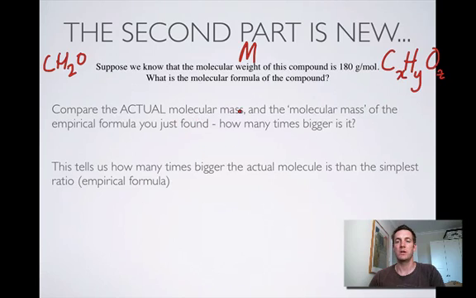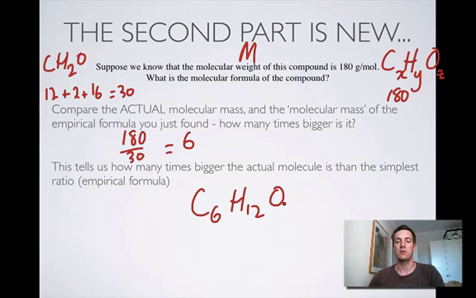So compare the actual molecular mass and the molecular mass of the empirical formula we've just found. That would be 12 plus 2 plus 16, which is 30. This one has a mass of 180. So we divide our actual mass by the empirical mass, which is 30. That's going to be 6. That means that our actual formula is 6 times as big as this one: C6H12O6. Simple as that. It's all about finding how many times bigger a molar mass is than the molar mass of the substance whose formula you've just calculated.